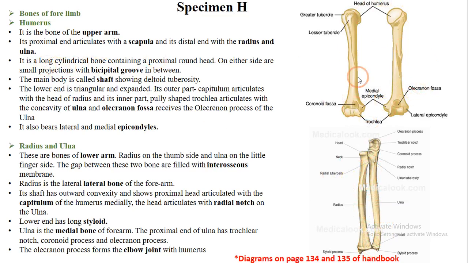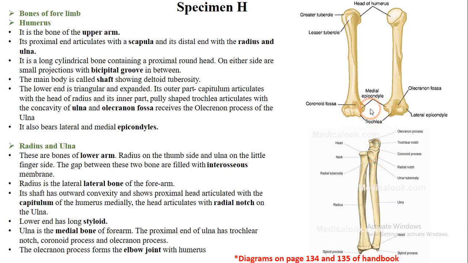If we speak about the humerus, it is a long cylindrical bone containing the proximal round head. On either side, there are small projections with grooves present in between. The main body is called the shaft. So this is the shaft. The lower end is triangular and expanded. Its outer part, that is the capitulum, articulates with the head of the radius, and the inner part, that is the pulley, or you can say the trochlea, articulates with the concavity of the ulna.